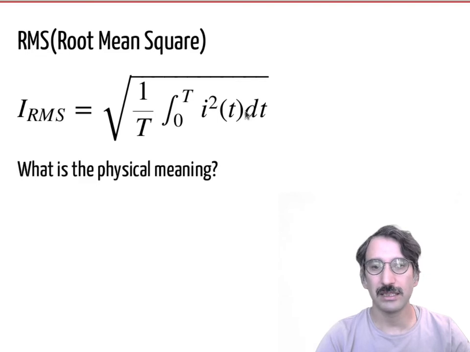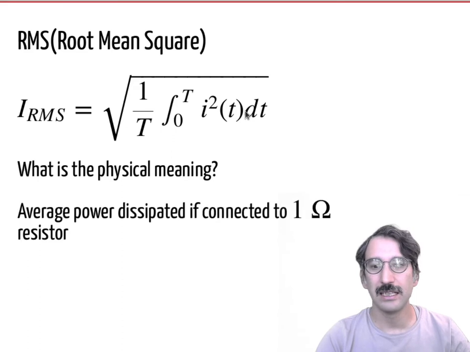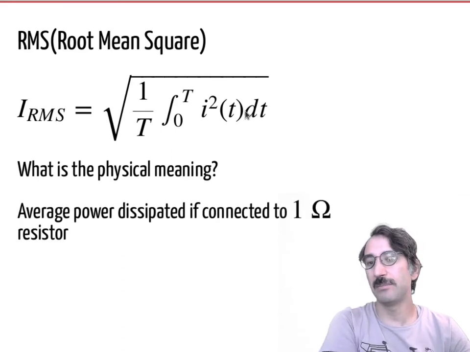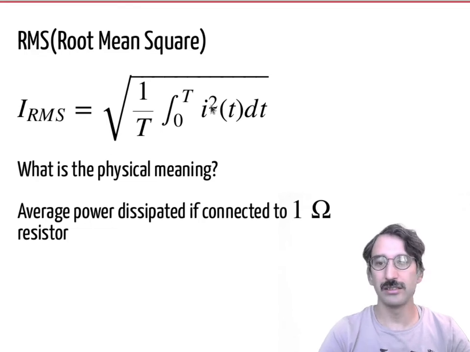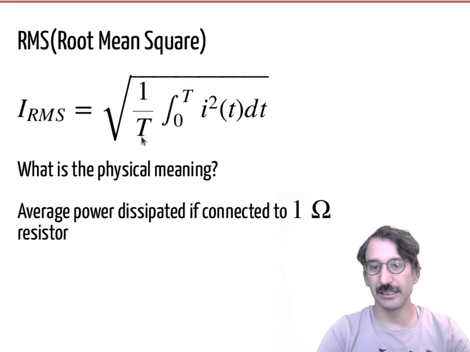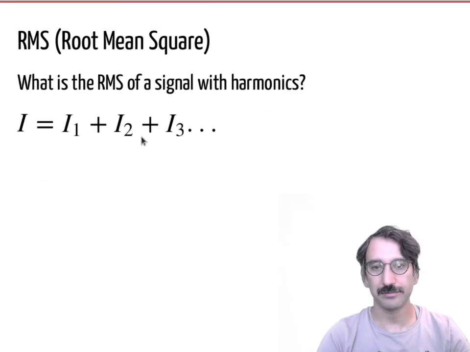So what is the physical meaning of an RMS? If you think about it, it is actually the average power dissipated if that voltage or current is connected to a 1 ohm resistance. For example, if this is a current flowing through a 1 ohm resistance, the instantaneous power is I square R, which is I square since R is 1, and you integrate that power over the period, so it gives you energy, and then you basically take the average of that.